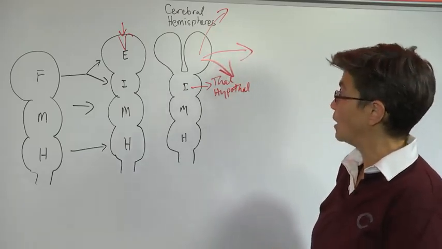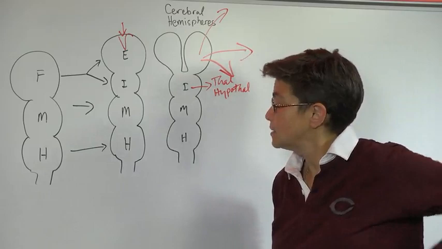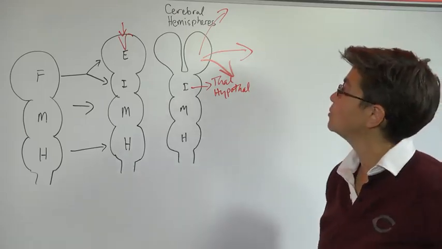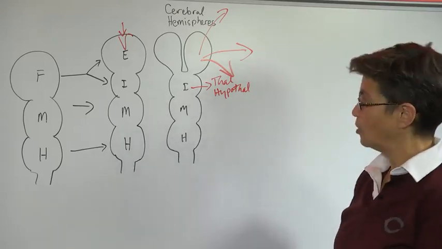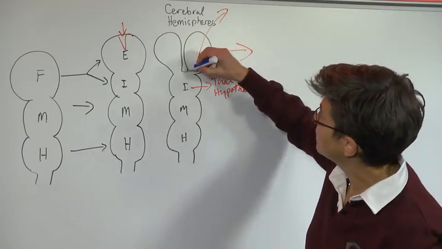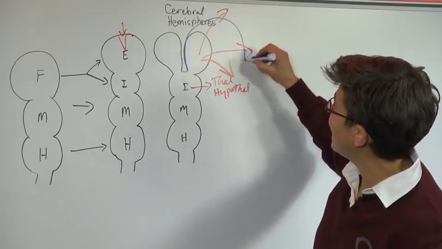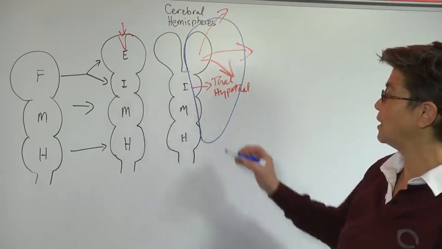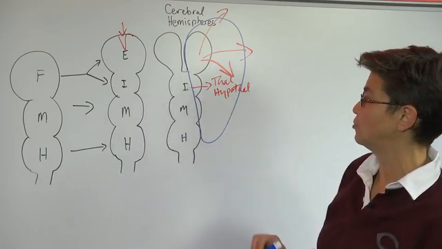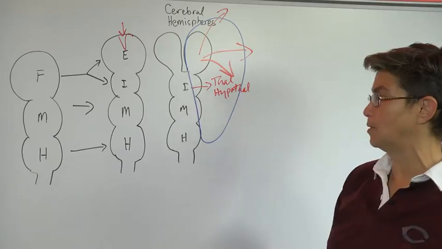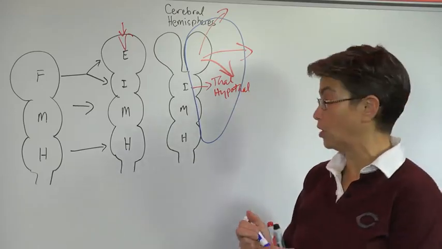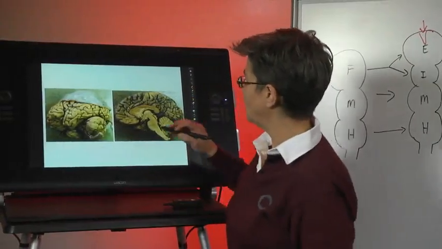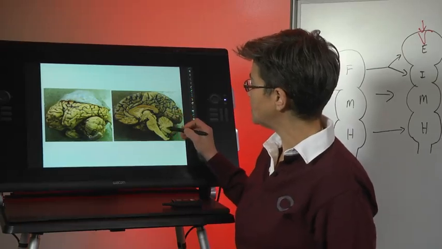And so what you actually get is this coming back and extending all the way over there. It covers the entirety of the interbrain, it covers the entirety of the midbrain, and it covers a big chunk of the hindbrain.